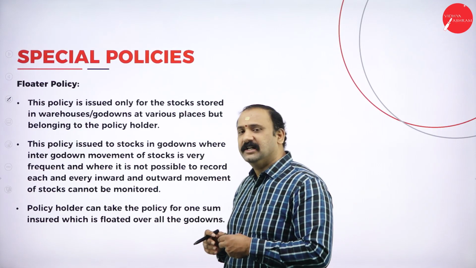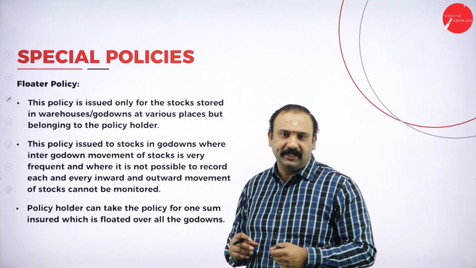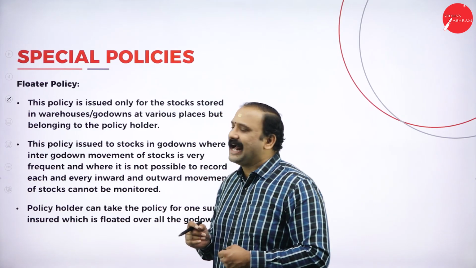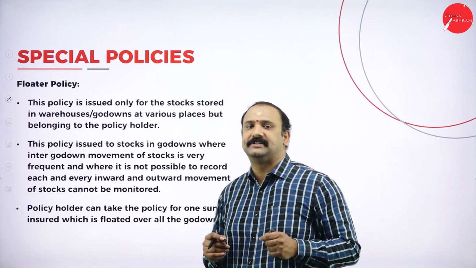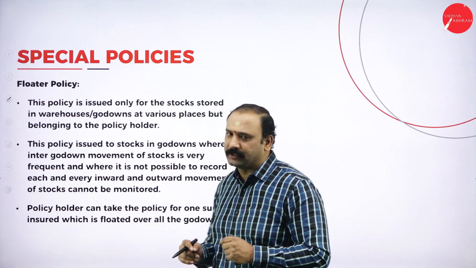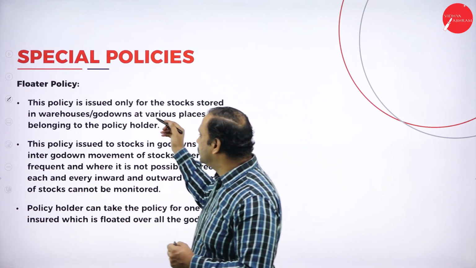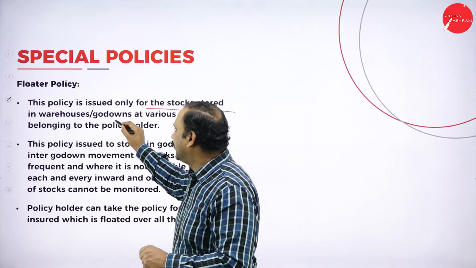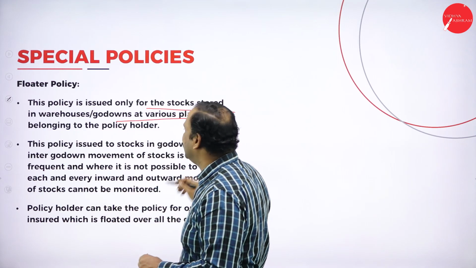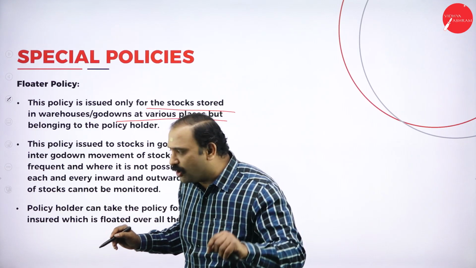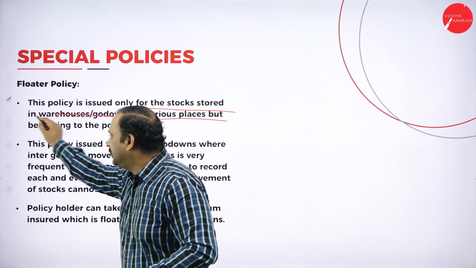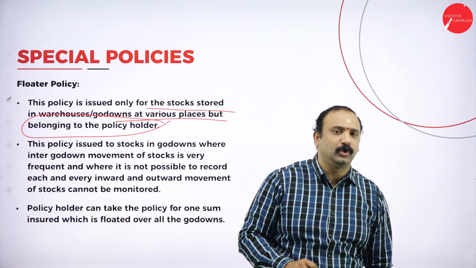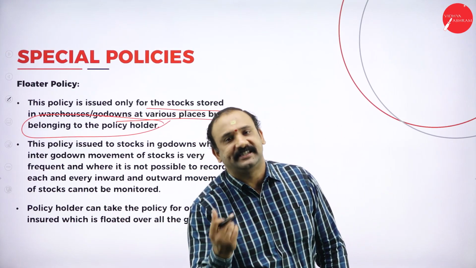Now, we have a special kind of policy that we need to understand in detail, and this is called the floater policy. Now, what do you mean by a floater policy? This policy is issued for the stocks stored in the warehouses, godowns at various places, but belonging to the policy holder. So it's very, very important to understand to whom it belongs. It belongs to the policy holder.